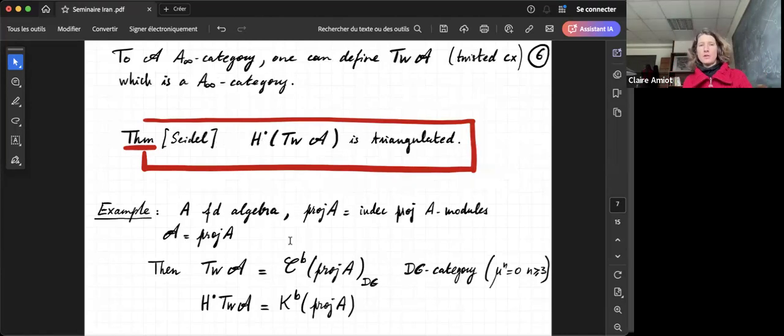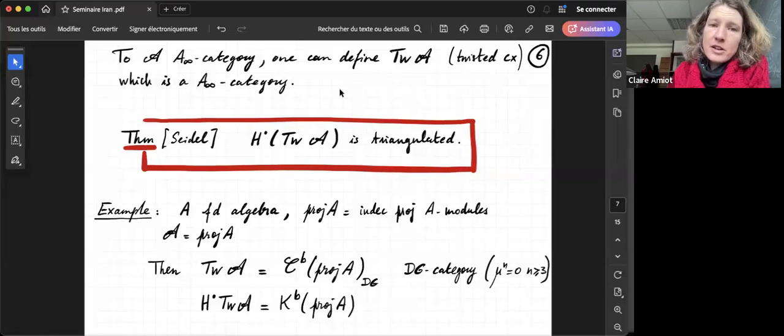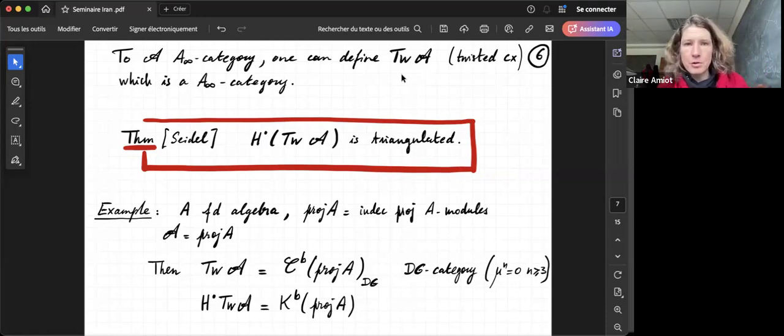Okay, so now what can we do with this A infinity category? There is a construction due to Seidel: if I start with an A infinity category A, I can define another A infinity category, Twisted of A, the category of twisted complexes over A. It's again an A infinity category, and it contains A inside of it. It's much, much bigger, but it contains this A infinity category A. I will give an example a bit later so you see how it works.